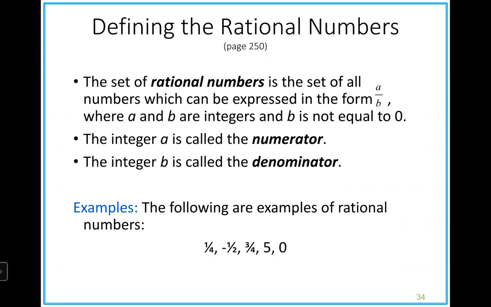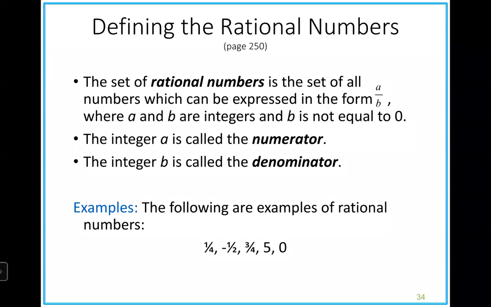And so the general rule for this definition of a rational number, you will see here, it says the set of rational numbers is a set of all numbers which can be expressed in the form A over B. So any number that could be expressed in that form A over B, where A and B are integers and A is not equal to 0, is a rational number. The integer A is called the numerator and the integer B is called the denominator. So already you see some terms used with fractions involved here. So fractions would be included in the set of rational numbers.